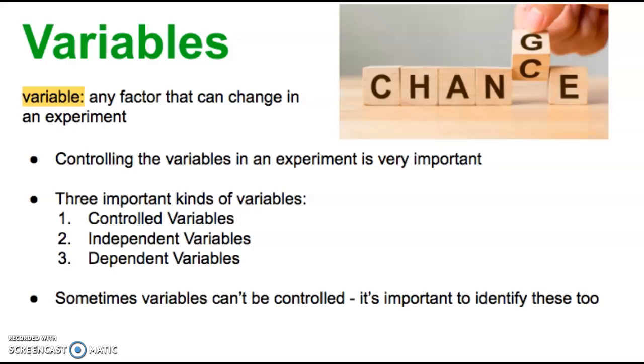Now, try as we might, there are going to be some times where we encounter variables that we just can't control. They're things that are outside of our ability to adjust. And if this is the case in an experiment that you're about to do, it is important to still identify those things. Don't just pretend they don't exist. Identify them so that when you get to that point where you're ready to make your conclusions and analyze your data, you can take them into consideration.